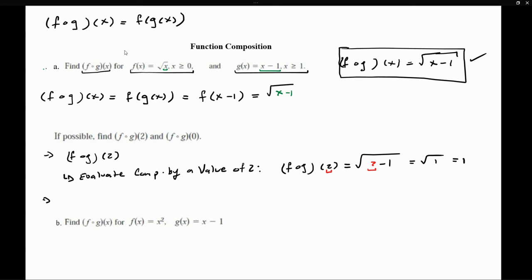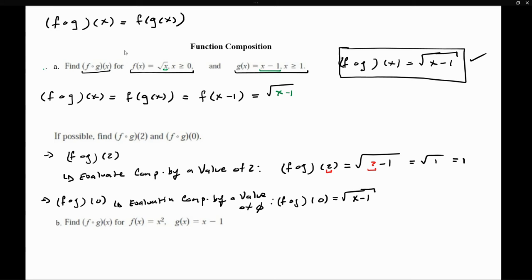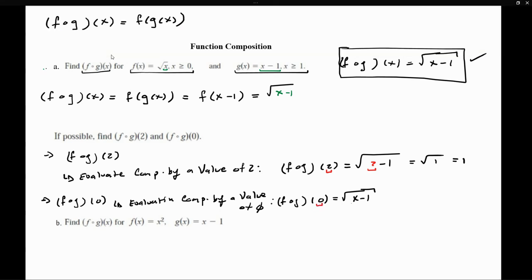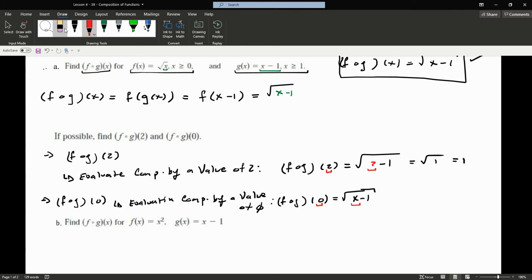Now we have another example here. We want to perform the composition of f of g, but now evaluate it at 0. So what we're doing here is evaluating the composition by a value of 0. So let's do that. Let's get our composition, which we have already defined. But now notice that we want to evaluate it with the value of 0. So every time we see an x in our full composition, we're just going to substitute it with the 0. So let's do that. Now we got 0 minus 1.